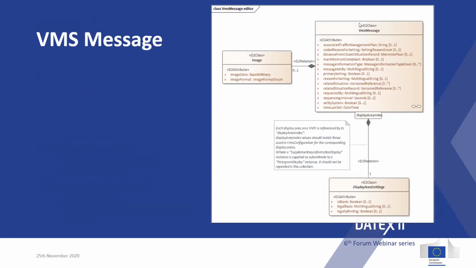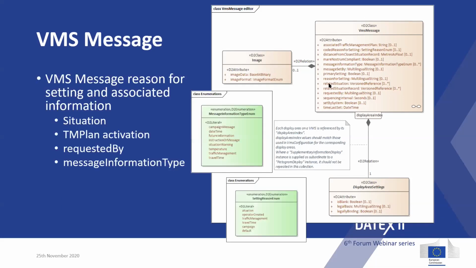Message addresses the display area setting. So as we knew from the configuration, the VMS message is related to the display area setting. The VMS has other information about the situation publication, the reason for setting, the message information type, and so on, which is general information for the management of the message.